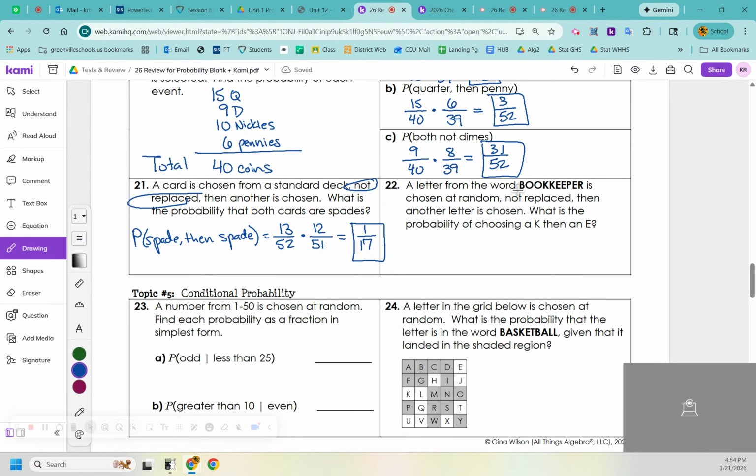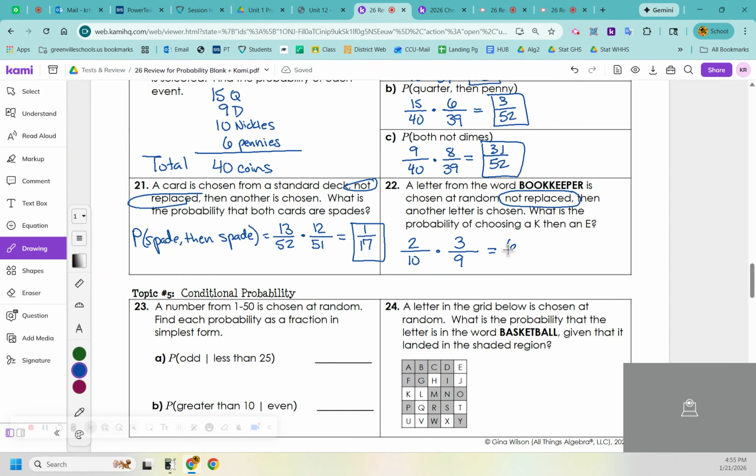A letter from the word bookkeeper is chosen at random, not replaced, and then another letter is chosen. So bookkeeper has 1, 2, 3, 4, 5, 6, 7, 8, 9, 10 letters. What is the probability of choosing a K? There are 2 Ks. So 2 out of 10, and then an E. So I'm not replacing it. I have a K in my hand. Now there's only 9 letters in the word bookkeeper. And out of those 9 letters, 1, 2, 3 of them are E's.